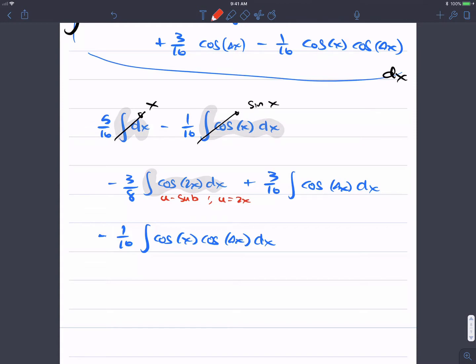This integral becomes 1/2 sine 2x. Integrating this integral over here, again by u substitution, u is 4x, I get 1/4 sine 4x. So these four integrals can be really easily determined.